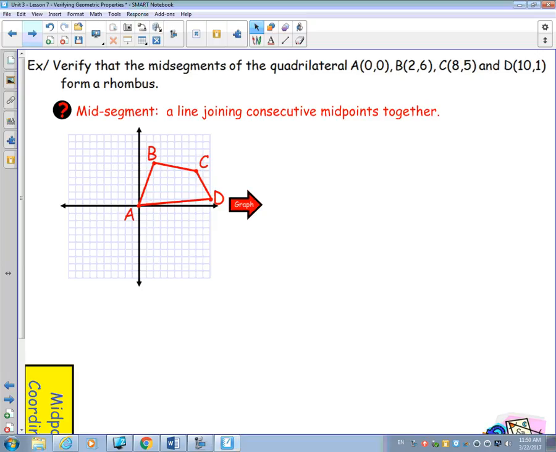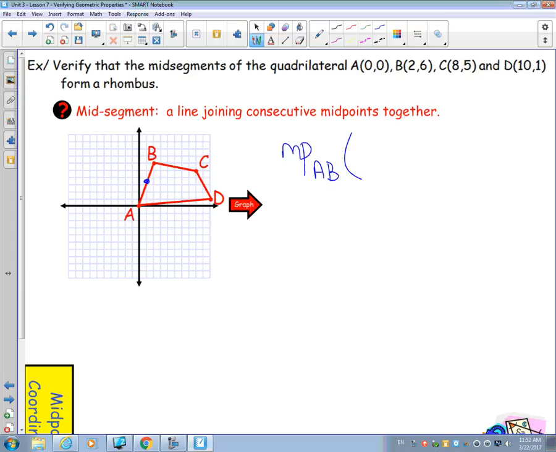Now, I don't want to verify that this shape is a rhombus, and look at the picture, it's definitely not a rhombus. I want to find the midsegments and show that they form a rhombus. But midsegments join consecutive midpoints. So stage 1 of this problem is we actually have to figure out what the midpoints of each of these sides are. I need to figure out the midpoint of AB. Let's give that a try.